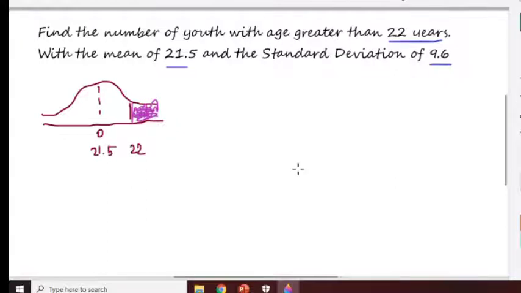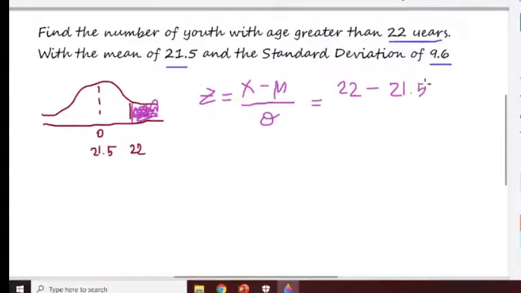Okay. So, yan. Now, we are going to find the z-score. So, the z-score consists of the x minus the mean divided by the standard deviation. So, where x is equal to 22 and your mean is 21.5 minus 9.6.